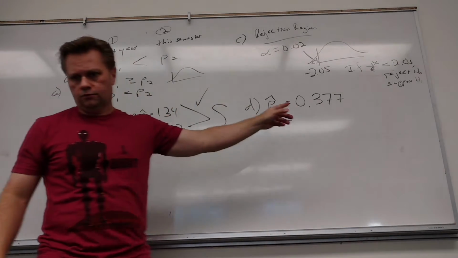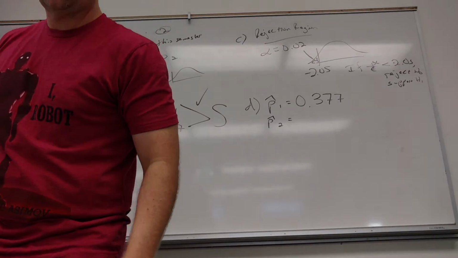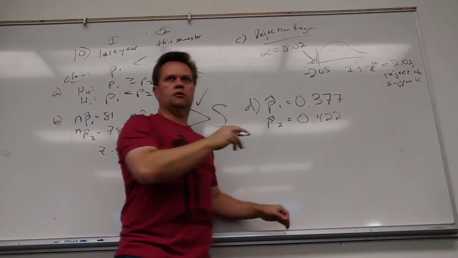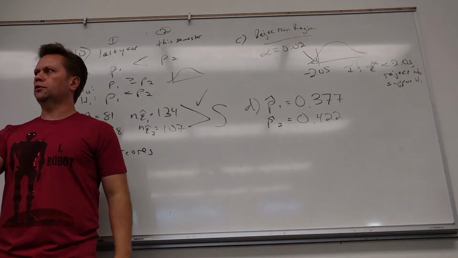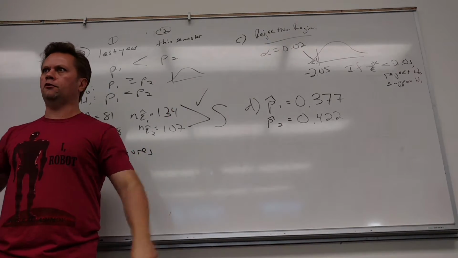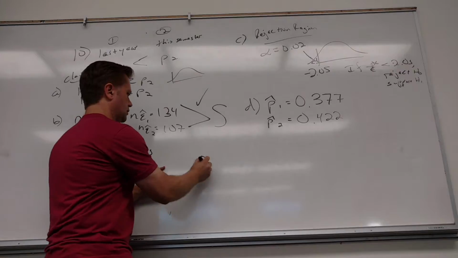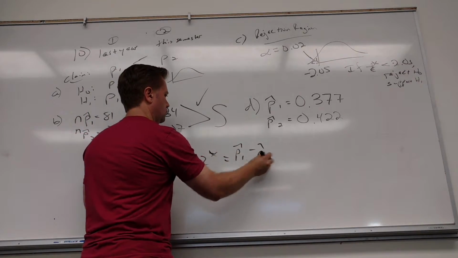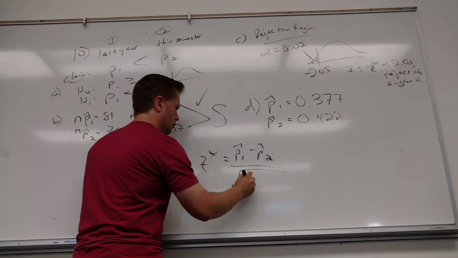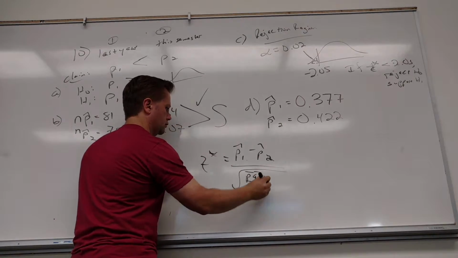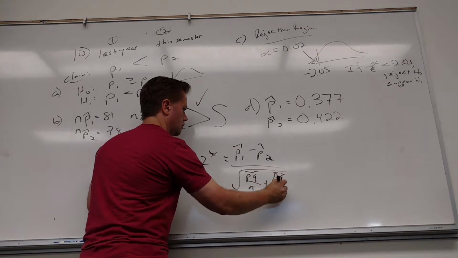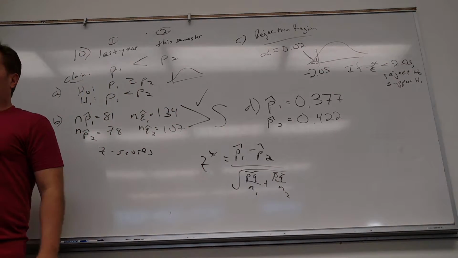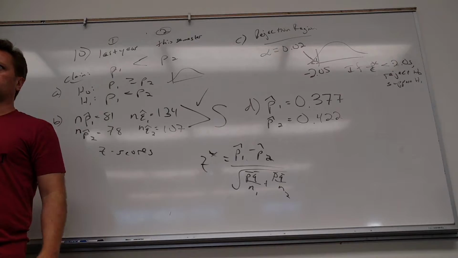What about p hat 2? 0.422. Good. What else do I need to figure out from this big z-score formula? It's going to be z star, p hat 1, p hat 2, square root, and we got these little p bar thingamajigs. Remember that? How do I get p bar?